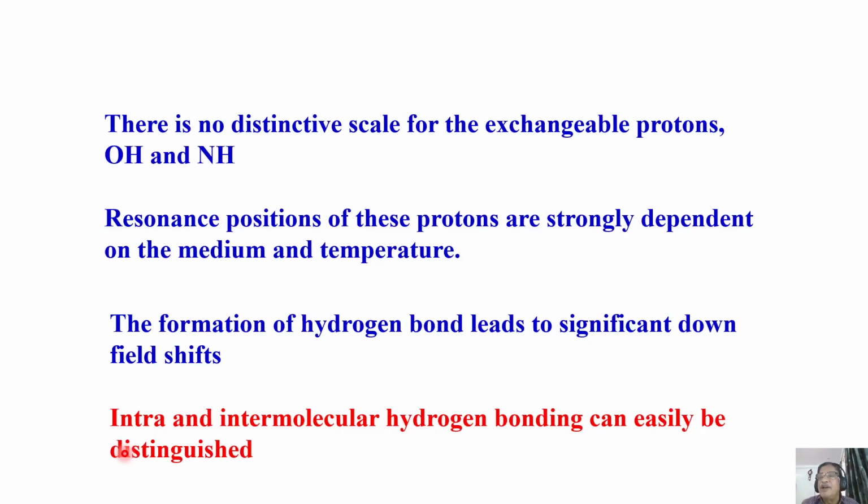Remember the example of ethyl alcohol when it forms a hydrogen bond with dimethyl sulfoxide. What happened to the OH peak? It was somewhere around 2.5 or 3, and it moved to 4.3 ppm. Remember that. So when there is hydrogen bonding, the peak moves to the downfield. Now you ask me a question.